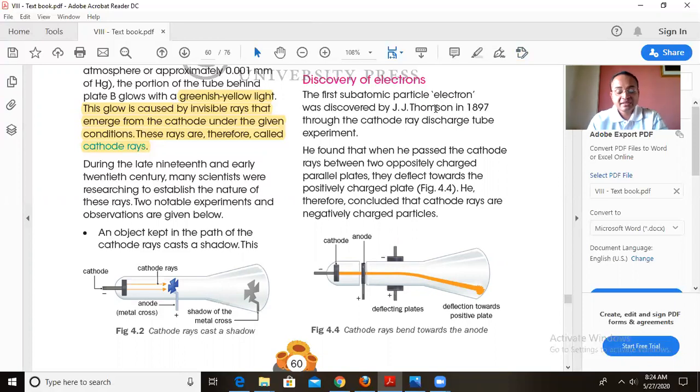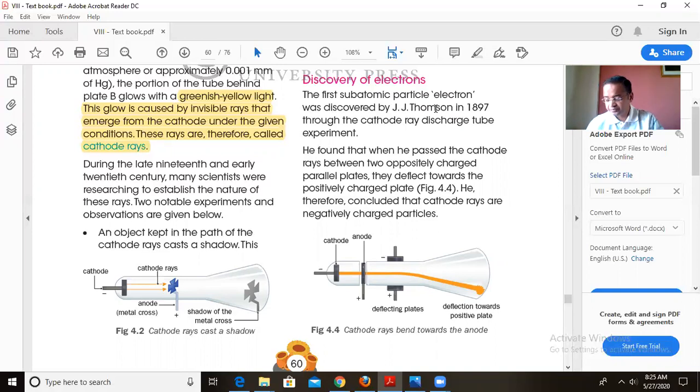Now, by using the discharge tube, let us move ahead a little bit towards the discovery of electrons, using the same concept, that is our discharge tube. What happened in the discharge tube? Cathode rays were emitted, isn't it? So let us see how these cathode rays were used for the discovery of electrons.